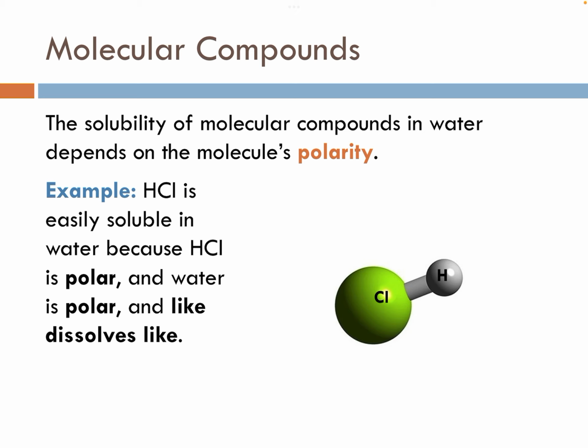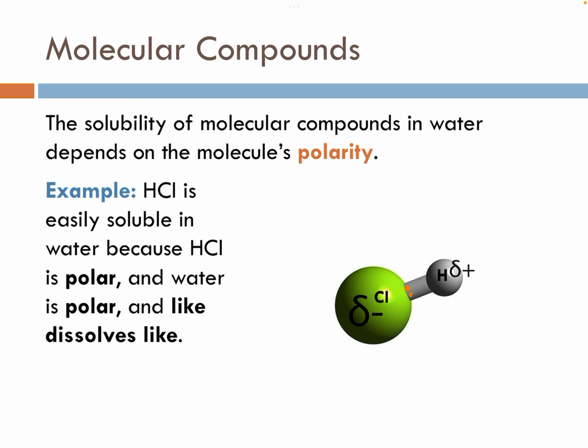So why is this the case? Let's zoom in on an example. So this is hydrochloric acid. Hydrochloric acid is a molecular compound. The chlorine has a higher electronegativity than the hydrogen, so it's going to hold the negative charges closer to it. That shared electron pair is going to be closer to the chlorine than it is to the hydrogen. So that makes the chlorine negative, and the hydrogen is going to be left a little bit positive.